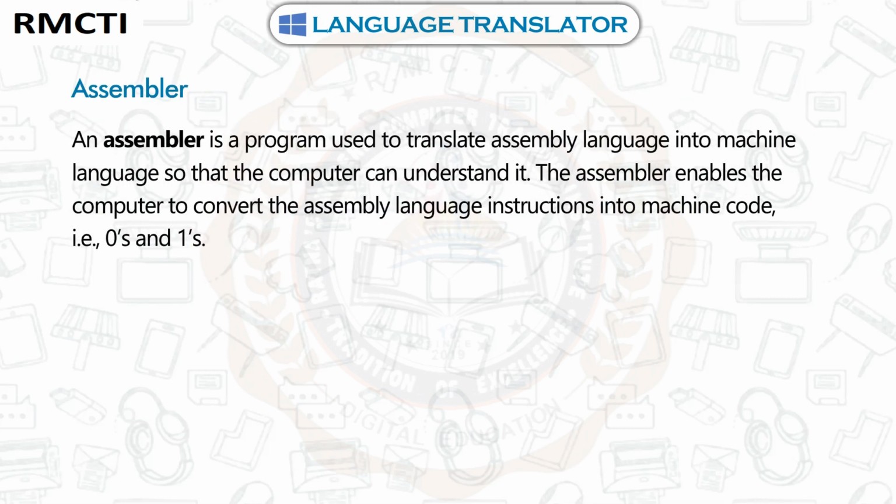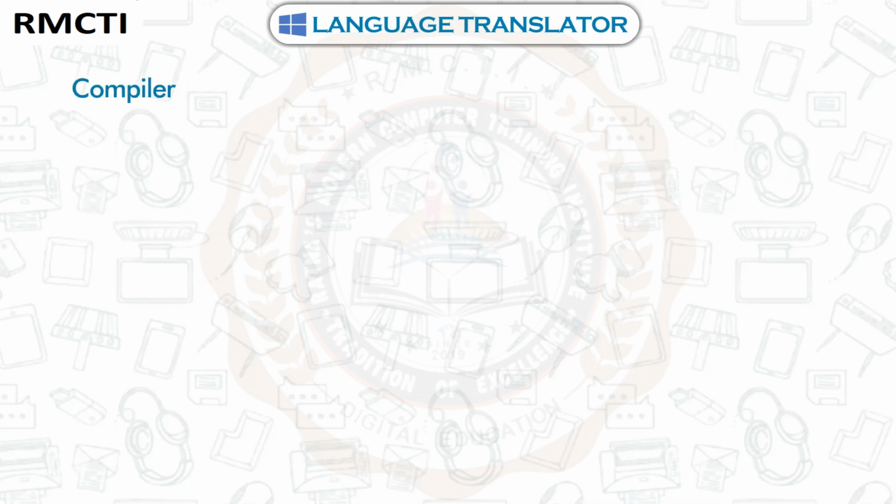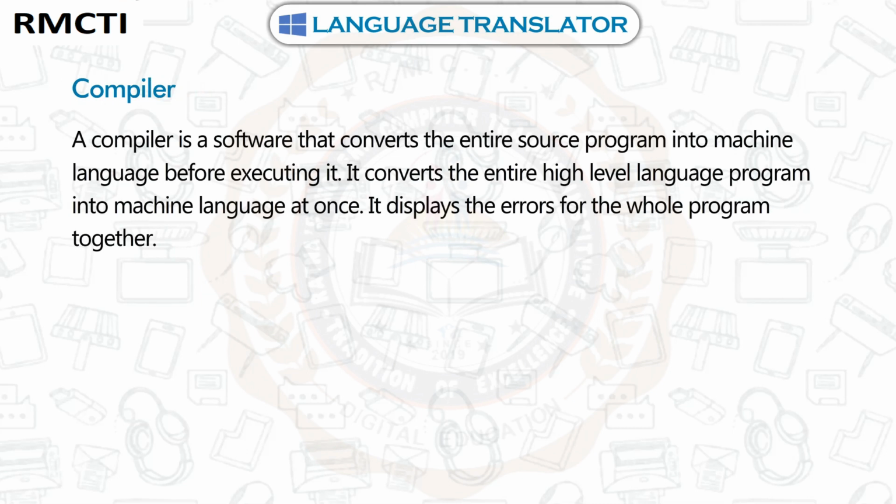Assembler. An assembler is a program used to translate assembly language into machine language so that the computer can understand it. The assembler enables the computer to convert the assembly language instructions into machine code, that is, zeros and ones. Compiler. A compiler is software that converts the entire source program into machine language before executing it. It converts the entire high-level language program into machine language at once. It displays the errors for the whole program together.